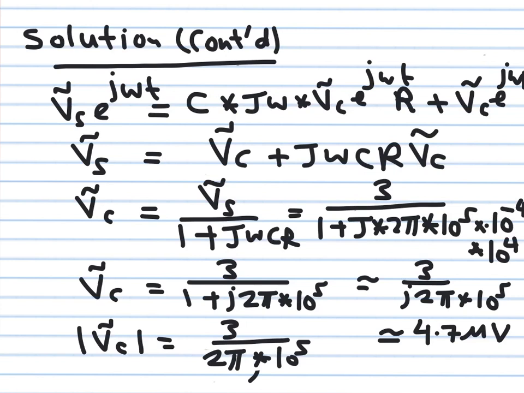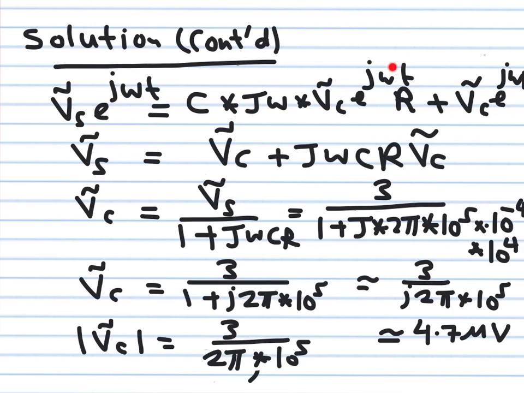So you simplify things. You multiply C by R by j omega, you get j omega CR. Vc tilde is still there. E to the j omega t will cancel from both sides, and this is one reason why we don't need e to the j omega t. We could have directly used the phasors, okay?